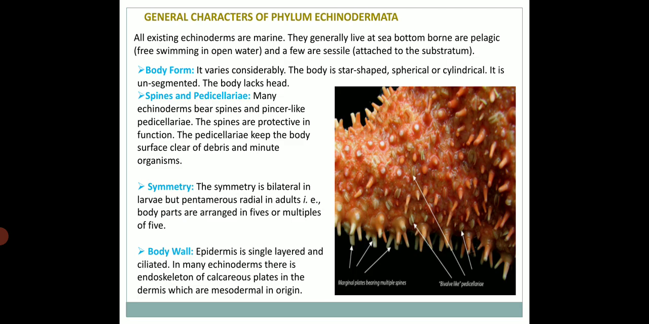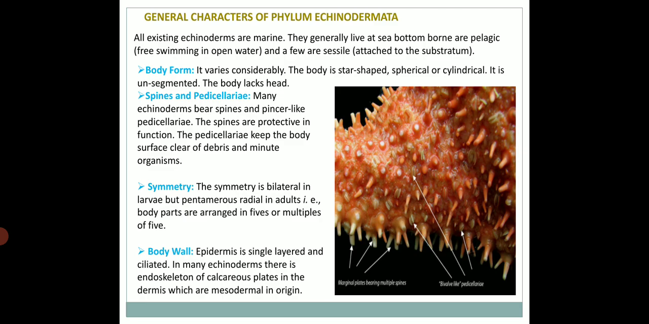Coming to the next character, that is symmetry. The symmetry is bilateral in larva, but it becomes pentamerous radial in adults. That is, body parts are arranged in fives or multiples of fives. For example, in the starfish, you can see the arms are arranged in five.